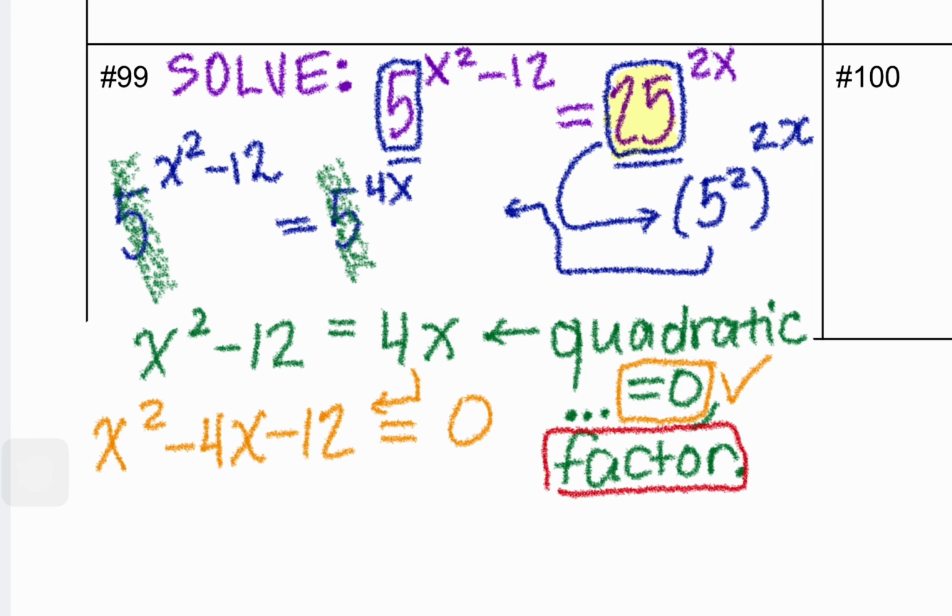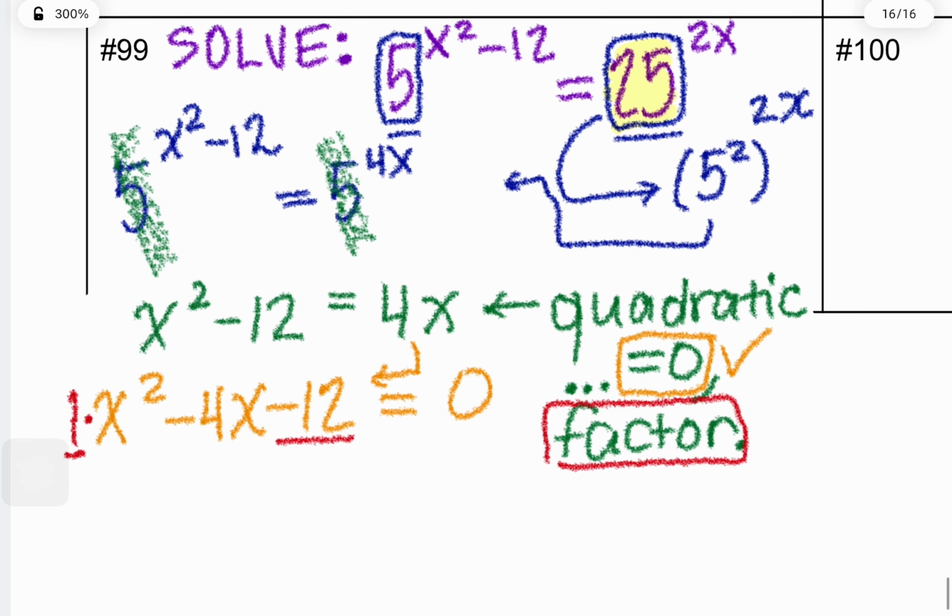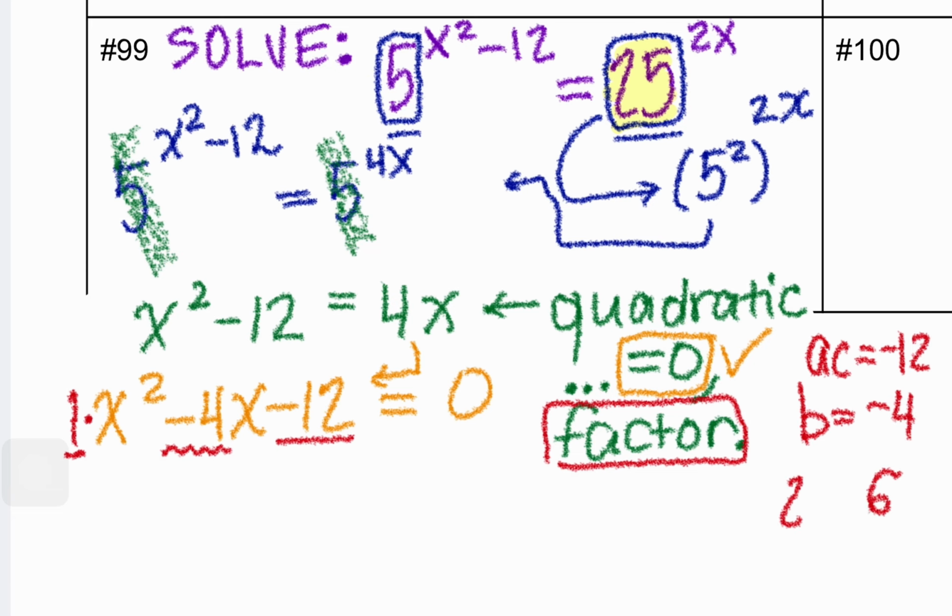If I use basically the AC method, you're asking yourself, well, 1 times negative 12 is negative 12. What multiplies to give you negative 12, but adds or subtracts to give you negative 4? So again, the AC is negative 12 and the B is negative 4. So I can use 2 and 6, looks like it's quite promising. One of them has to be negative. If I add to be negative 4, that's negative 6 and positive 2. That's essentially the numbers I'm using for my outer and inner. If you need help with factoring, you have to go and get help for that separately, okay?